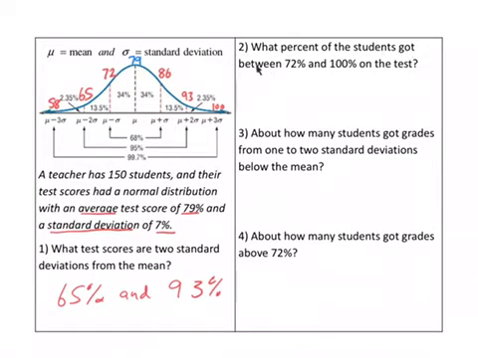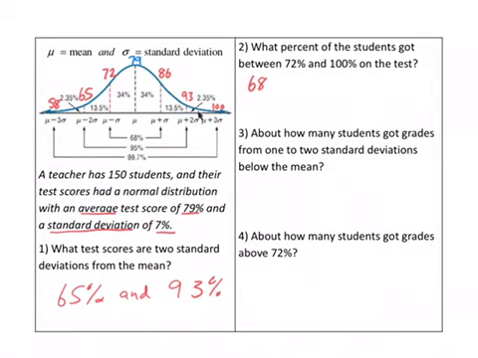What percent of the students got between 72 and 100? So 72's right here, and 100's right here. So I go 72, so that means I have 34, 34, 13.5, and 2.35. Add all that up, and that would be from 72 to 100. Now, to do that, I'm going to add the 34 plus 34 and just do that in my head and know it's 68%. Sorry, 34, 34 is 68. I can do that grouped.